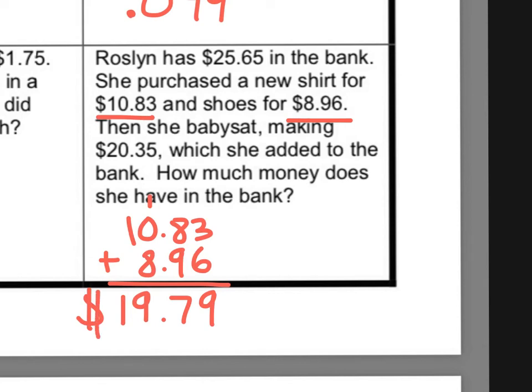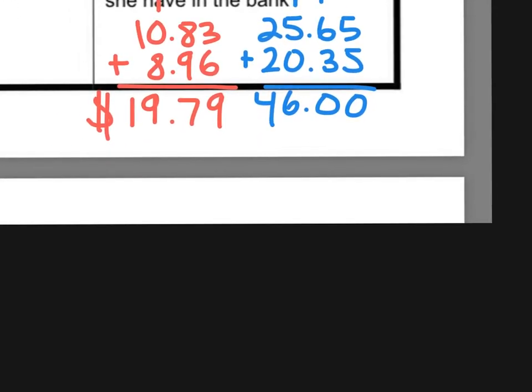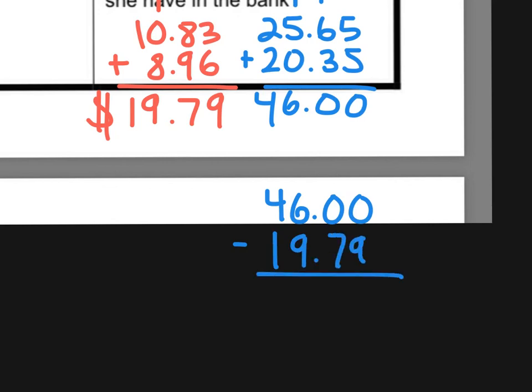Now what we can do is add her original amount, which was $25.65. Add that to how much she earned from babysitting, which is $20.35. And this is how much she has in the bank in all. 5 plus 5 makes 10, carry the 1. 1 plus 6 makes 7. 7 plus 3 makes 10, carry the 1. Your decimal goes straight down. 1 plus 5 makes 6, and 2 plus 2 makes 4. So we know she has $46 in the bank, and she spent $19.79. So the only thing we have to do now is take the $46 and subtract it, because she needs to pay the store this amount of money, and then we can find the difference.